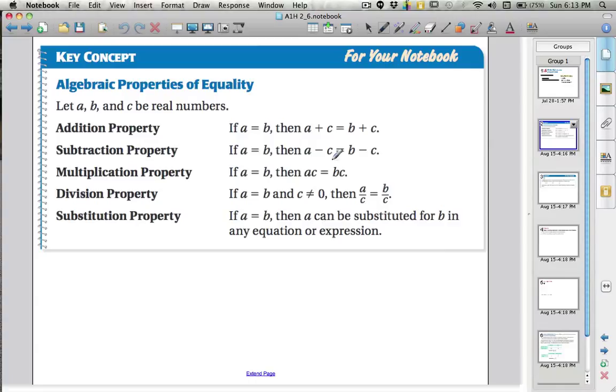The subtraction property is the same, only we're talking now about subtracting. So if two items are equal, I can subtract the same value from either of them. I can multiply either of them by the same number. I can divide either of them by the same number. And also if A is equal to B, then I can substitute A for B in any equation or expression I'm working on. Okay, so these are all review of things we've already been working on.